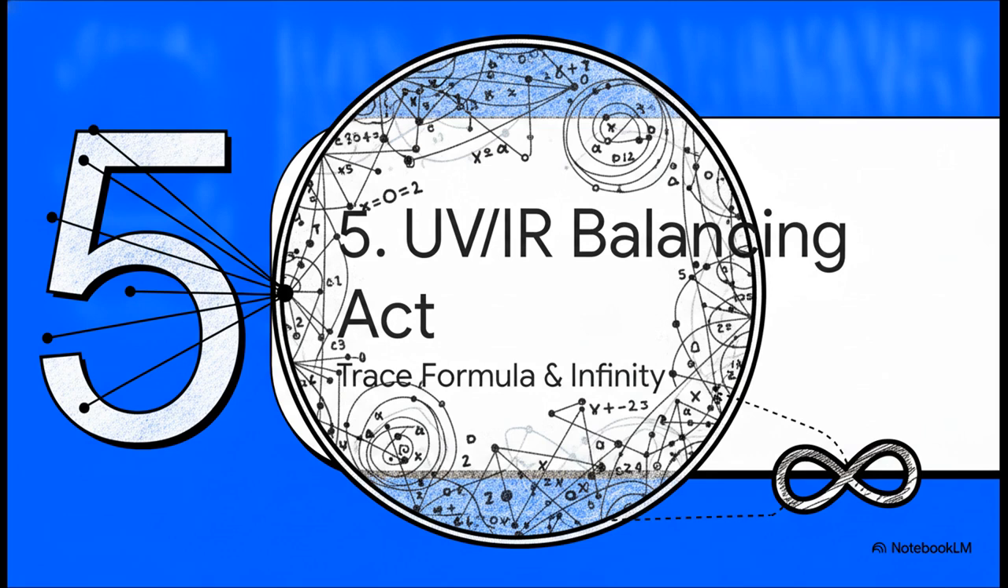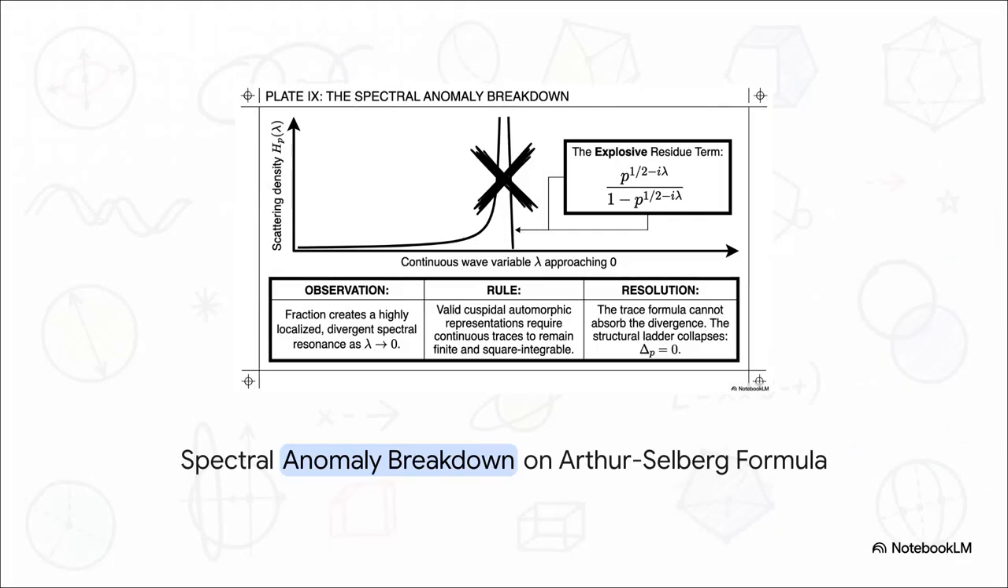Let's zoom out to the global Adele ring and the trace formula. Let's see how the continuous scattering spectrum handles this unipotent defect on the Arthur-Selberg trace formula. When we map our unipotent local factor onto the trace formula, look at the explosive residue term.